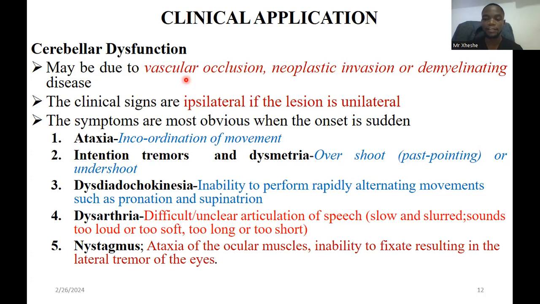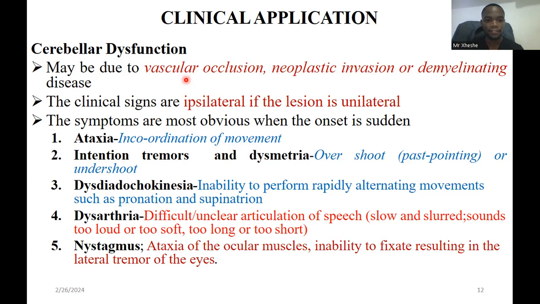It's either the left or the right hemisphere that is affected, rarely bilateral. And in that sense, we are going to see that the effect is seen only in one part of the body, which is being controlled by that hemisphere of the cerebellum.